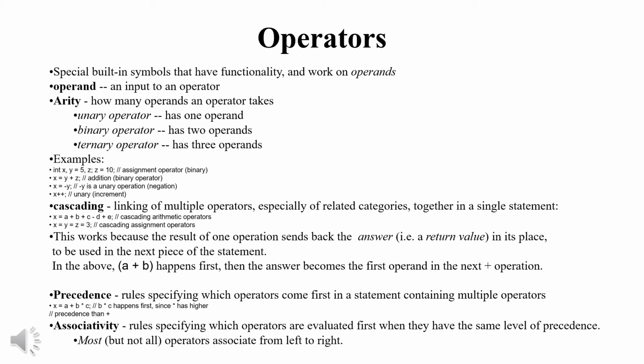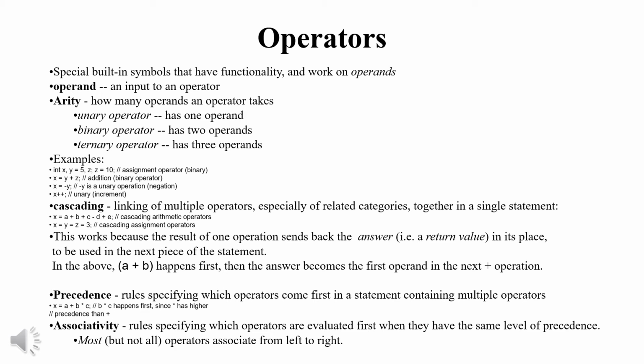Then in the next example, we have x equals y equals z equals 3. So this one is cascading assignment operators. Assignment because we are going to assign the value 3 to all of the operands that we see here, x, y, and z.